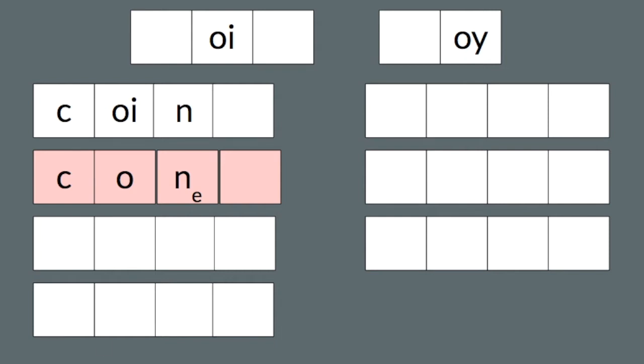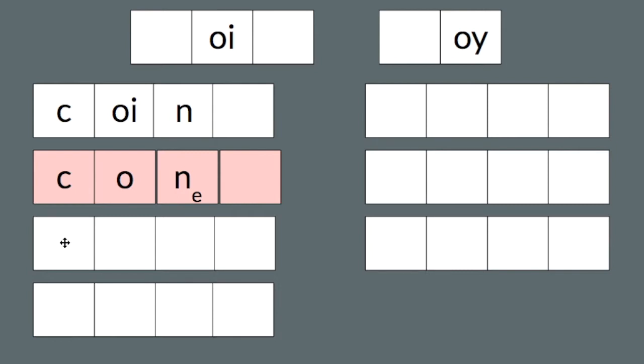Let's try one together. The word is point. What's the word? Point. Help me to stretch the sounds. P, oi, n, t. Did this word say oi? Yep. And was that sound in the beginning, middle, or at the end? It was in the middle. So which pattern will we use? Oi. Let's go ahead and write it.